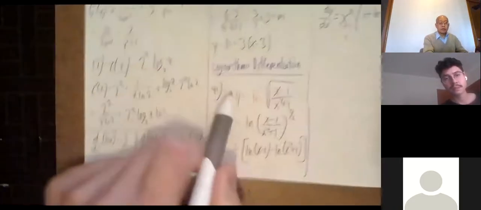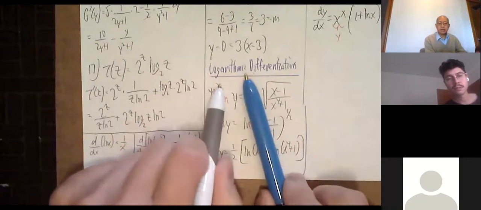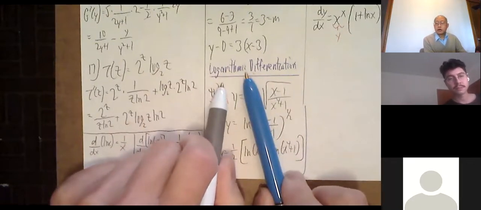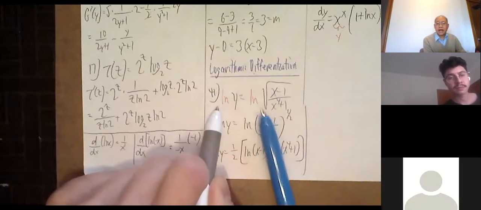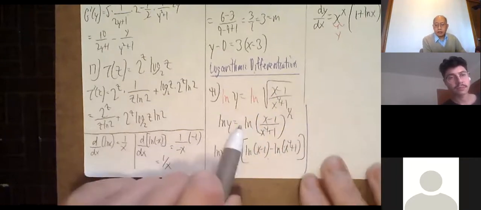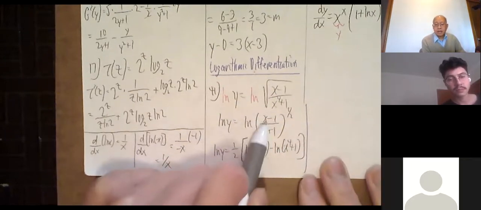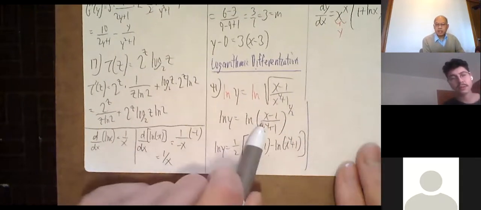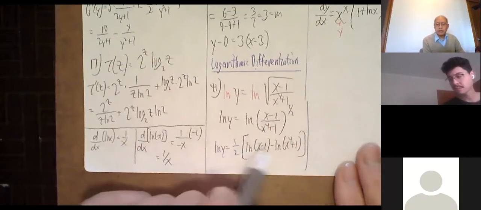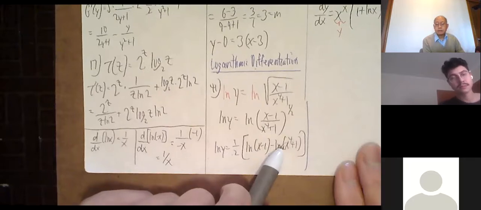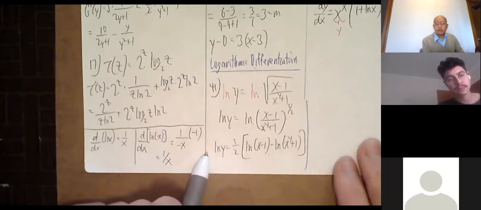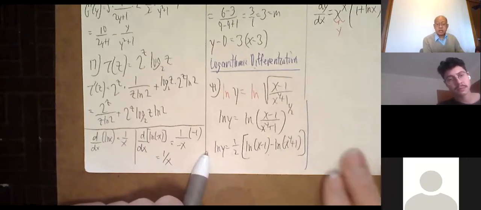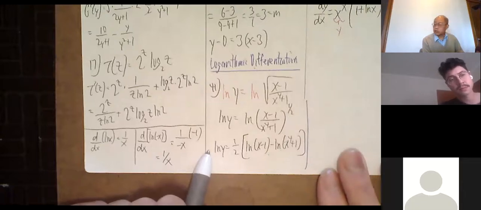Okay, so let me run through the logarithmic differentiation process again. If you're doing logarithmic differentiation, take ln of both sides. Do some algebra here. That's ln of blah, blah, blah to the half. Half gets to come down. I have ln of a quotient, which means ln of the top minus ln of the bottom. Now I do logarithmic differentiation. This is always just going to be 1 over y dy/dx. That never changes.